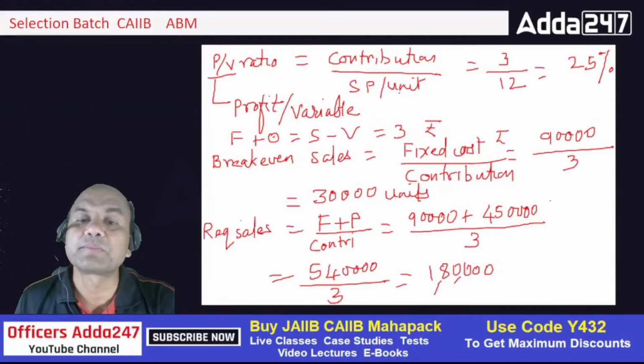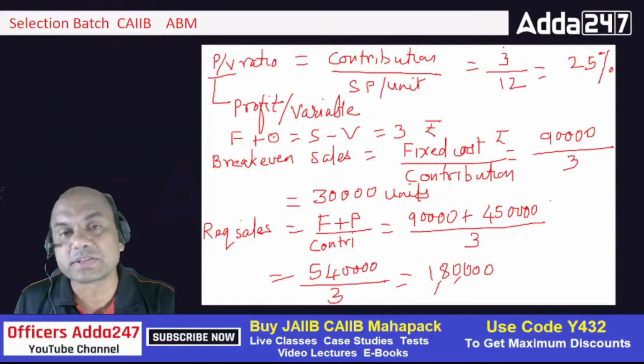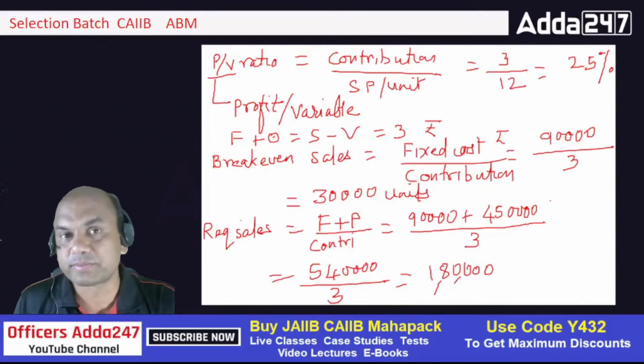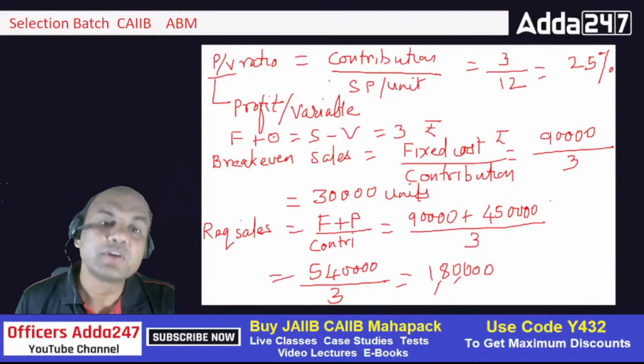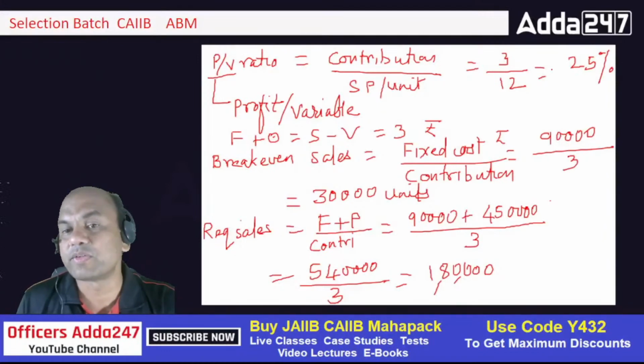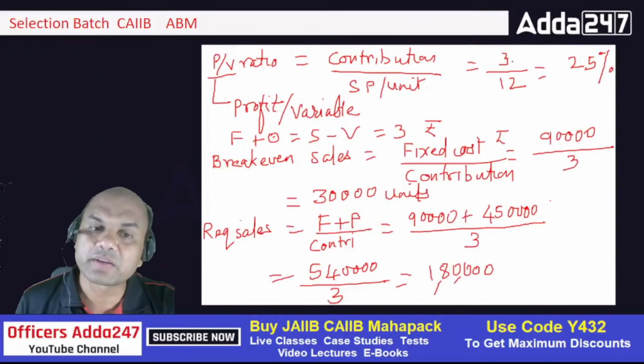Contribution upon selling price per unit. Contribution, just now we found out, is 3 rupees. So 3 upon the selling price per unit, which is 12. So 3 upon 12 is 1/4, or 25% when multiplied by 100. Okay, so PV ratio I've got it: contribution upon selling price, that is 25%. What is the next part required?